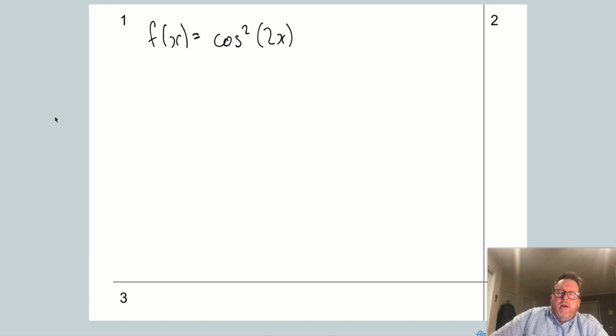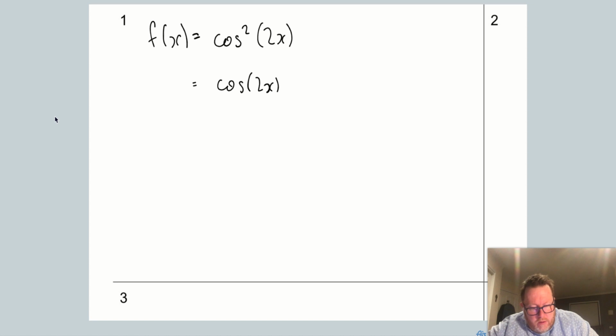So how do I go about graphing this rather simple looking function? It's f of x equals cos squared 2x, which actually means cos of 2x all squared, if you remember. This question came from the textbook, and it asked you to consider extrema, concave up and concave down, inflection points, all that kind of stuff.